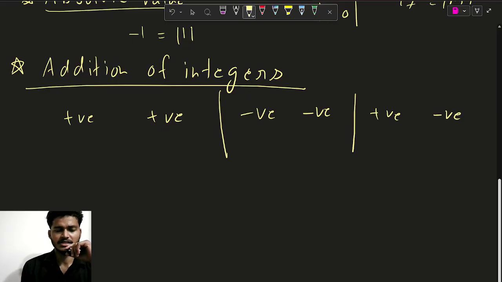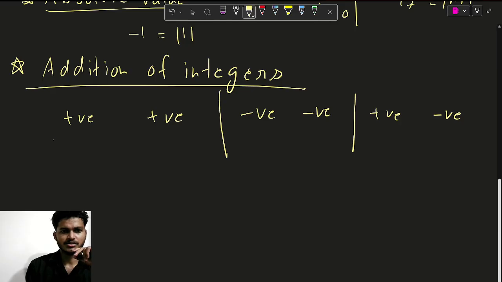And in the same way, while doing the subtraction, the multiplication, the division, there will be three possibilities. So if you are adding two positive integers, how to add them? If you are adding two negative integers, how to add them? And if you are adding one positive and one negative integer, how to add them? That we are going to see. Just remember that if we have two positive integers, the sign of the two integers is the same. If we have two negative integers, the sign of the two integers is also the same.